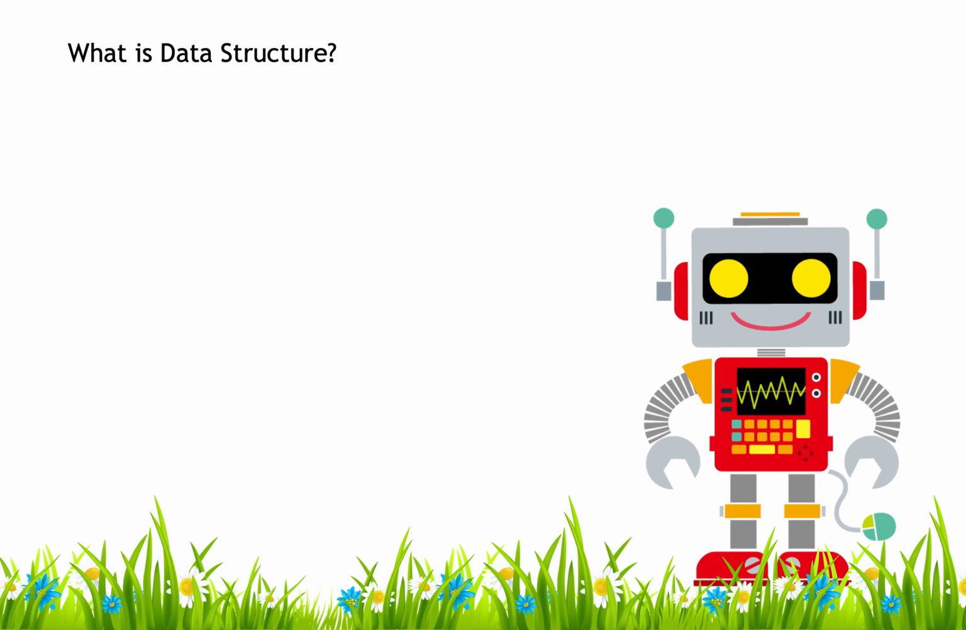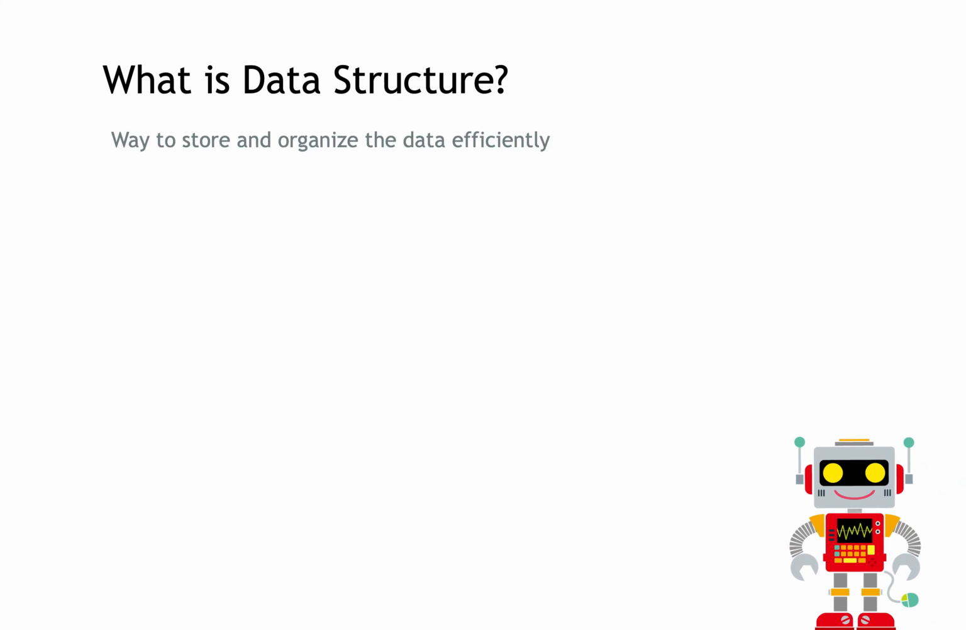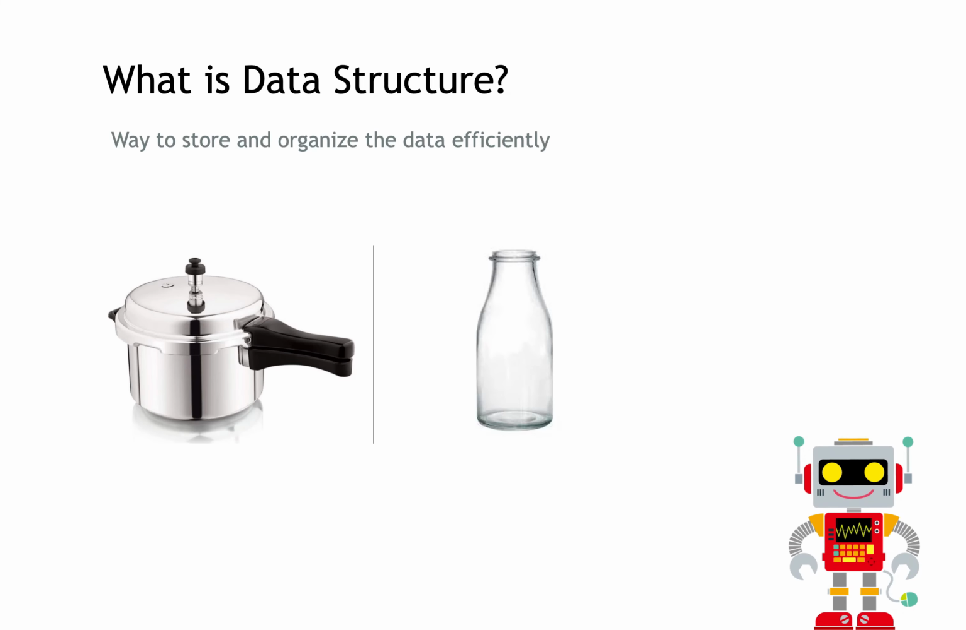What is a data structure? A data structure is a way to store and organize data efficiently. Data structures are the building blocks of your code. Think of data structures as kitchen utensils. Imagine you need to cook rice. Which utensils will you choose?